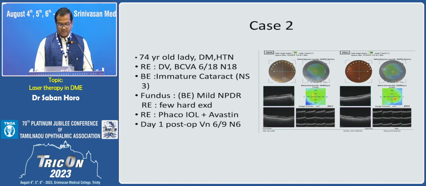Case 2 is a 74-year-old lady, diabetic and hypertensive, who complained of decreased vision in the right eye, BCVA 6/18 and 6/18, with immature cataract in both eyes and fundus.